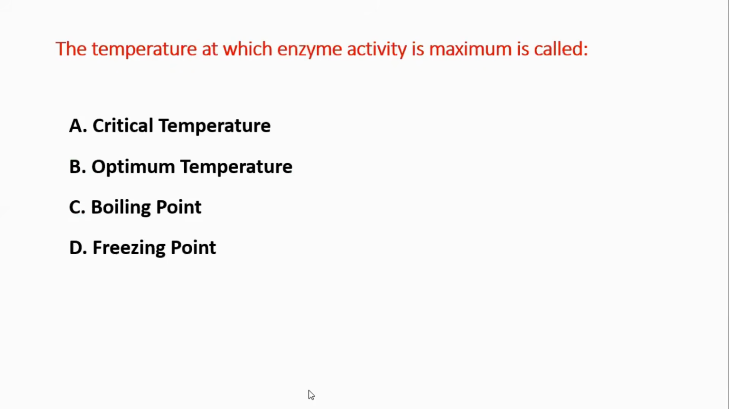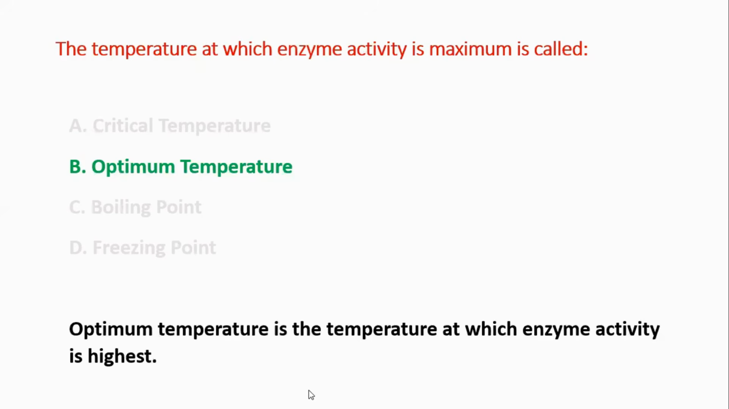The temperature at which enzyme activity is maximum is called. Options are critical temperature, optimum temperature, boiling point, freezing point. So every enzyme has a temperature range where it performs best. What do we call the temperature at which enzyme activity reaches its peak? And the right answer is optimum temperature. It is the temperature at which enzyme activity is found to be highest.